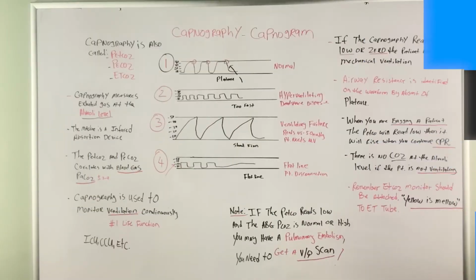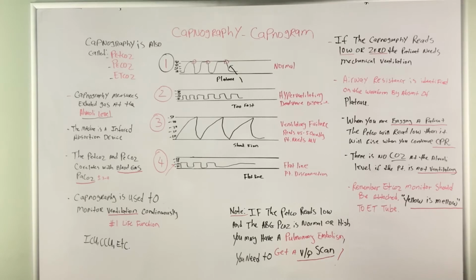In the center of the board, at number 1, we have a graph of a normal capnogram. It is large and is reading up in the 30s and 40s. And there's a circle where the plateau is, pointed by the black arrow. This is a normal graph with a plateau.